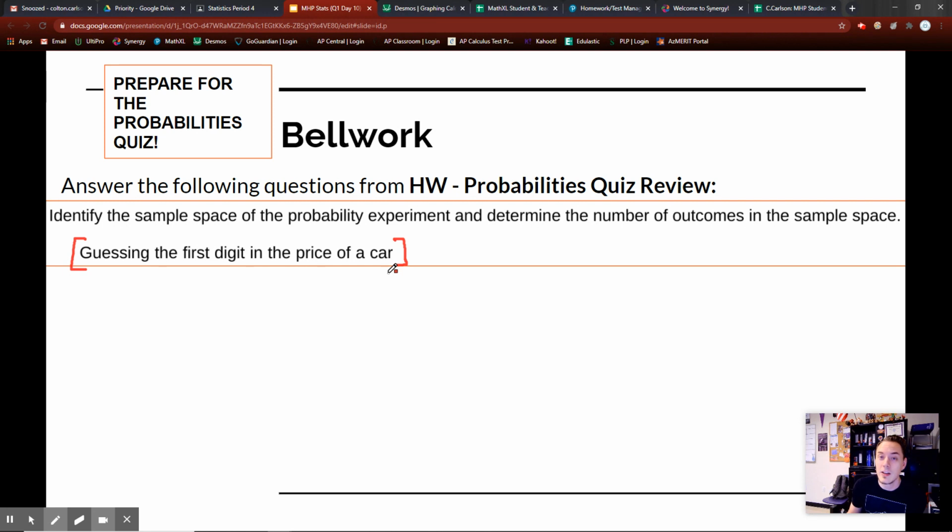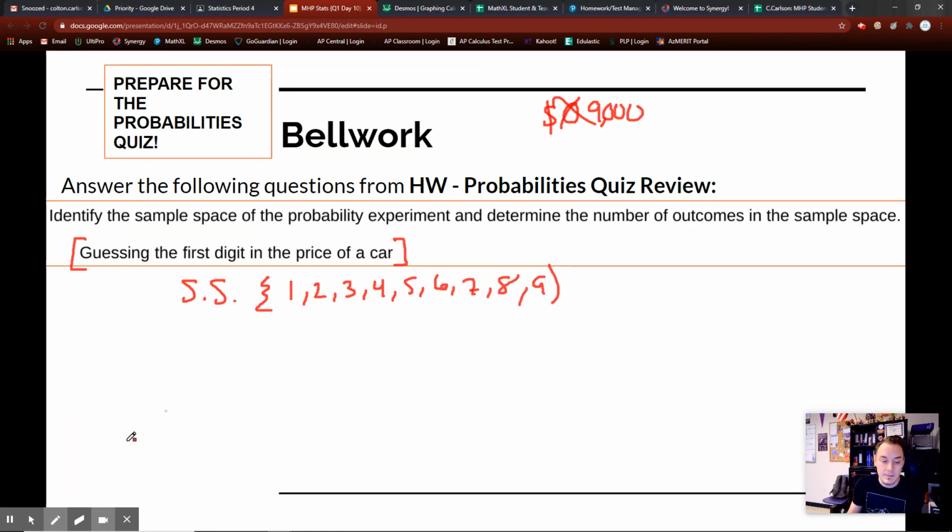Great question. But let me tell you, you should know what it is not. It cannot be one number out of the 10 digits that you have, and that is 0. It cannot be 0. You do not see a car priced at 0 and then like 9,000. You don't see that. So it can't be 0, which means my sample space is going to be 1, 2, 3, 4, 5, 6, 7, 8, and 9. Meaning it's not going to be 0. It's going to be just 1 through 9, which means how many outcomes? 9 different outcomes. That's what I wanted to find.